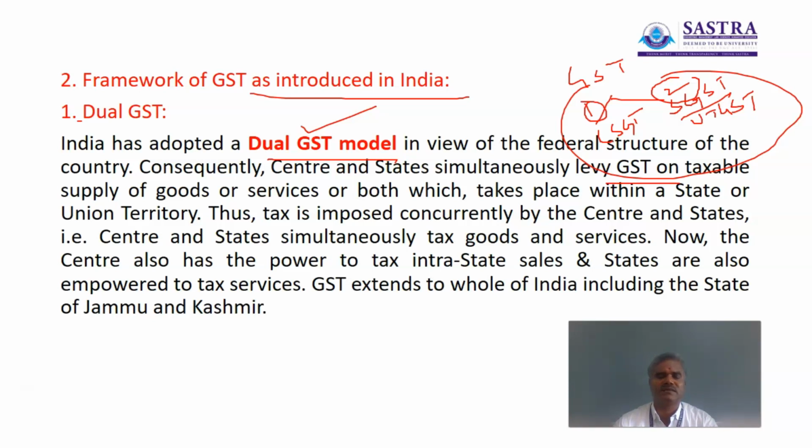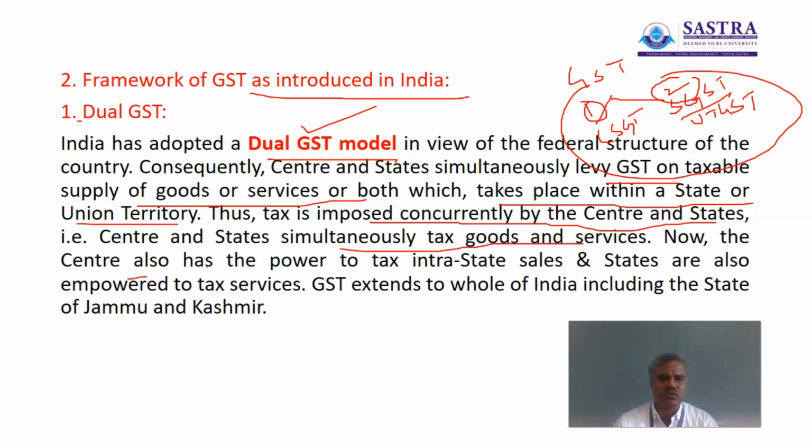One is CGST, another one is SGST, on taxable supply of goods and services, or both, taking place within the state or union territory. Union territory is UTGST. State government, SGST. Central government, CGST. Tax is imposed concurrently by the state and central. That is, the center and state simultaneously tax goods and services.